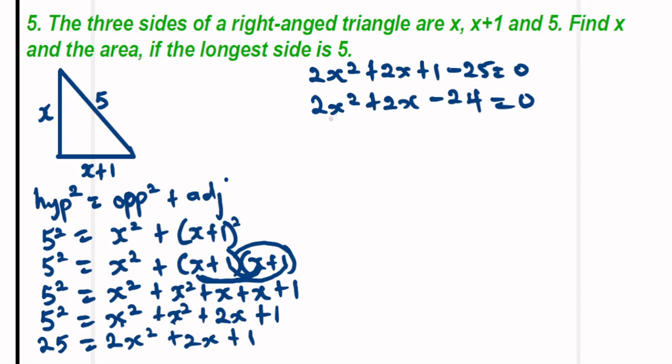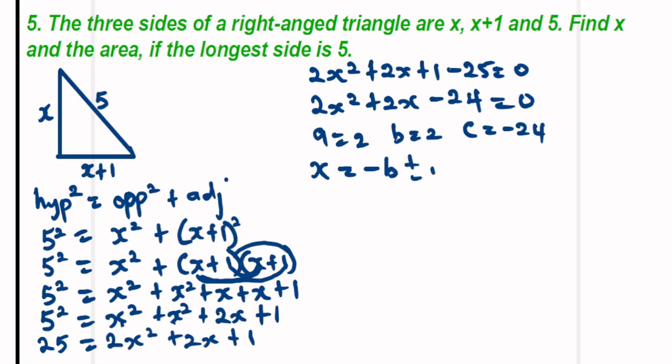So the coefficient of a here is what? 2. b is also 2. Then c is minus 24. Remember the formula. So here we're working with x. So x is equal to minus b plus or minus the square root of b squared minus 4ac, all over 2a. So now we have to substitute the values of a, b, c in this formula.